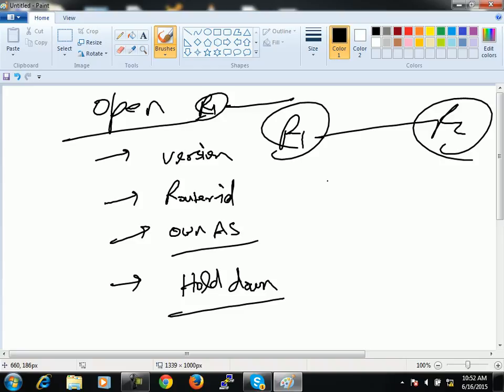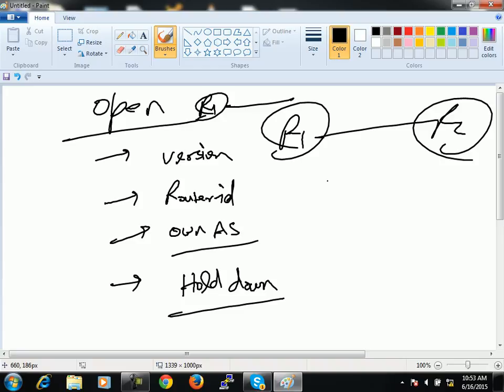That is why we say that it converges slowly. If there is any change, it will come to know about that after 180 seconds. But same as we configured BFD, bidirectional forwarding detection, in OSPF as well as in EIGRP, the same thing we can also configure in BGP as well.